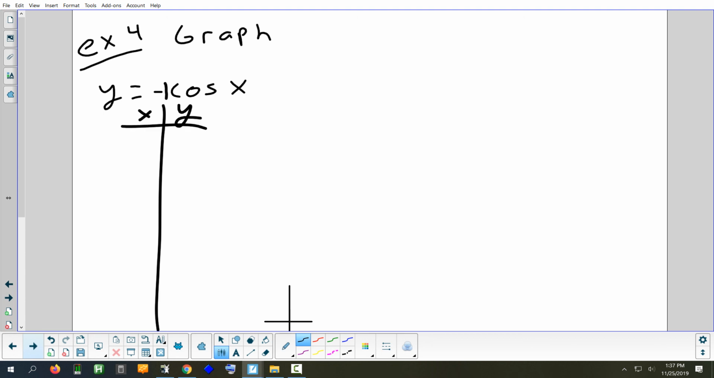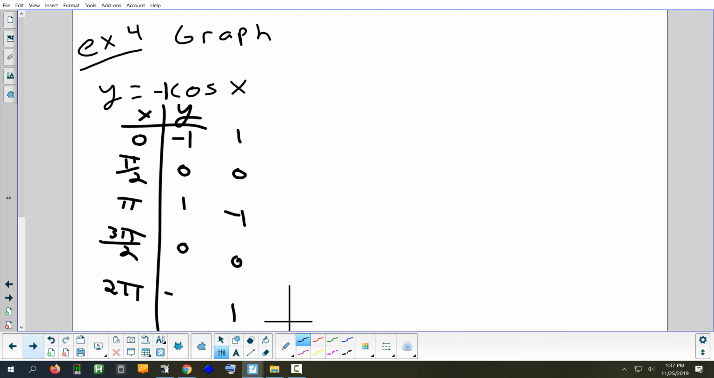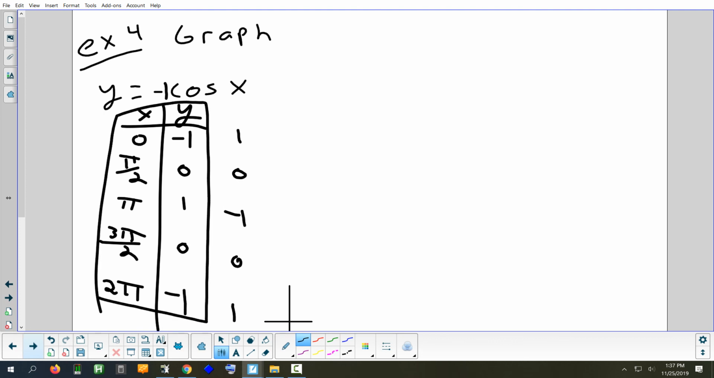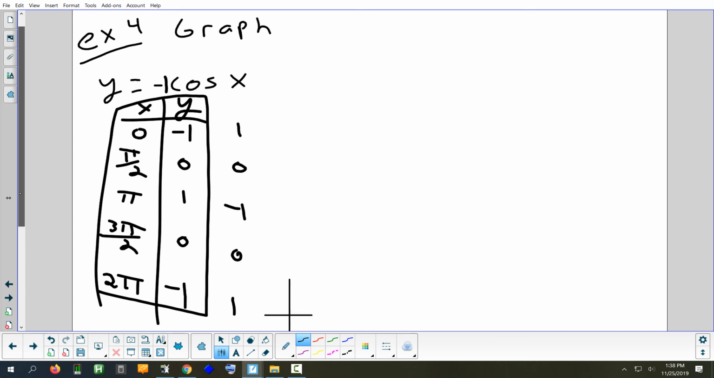So x's are 0, pi over 2, pi, 3 pi over 2, 2 pi. Your y's would have been 1, 0, -1, 0, 1, but the sign is going to change for all of them, and that's going to cause a flip. So -1, 0, 1, 0, -1. So instead of being like the normal part we sketch, a valley, this part is going to be like the hill in the wave.